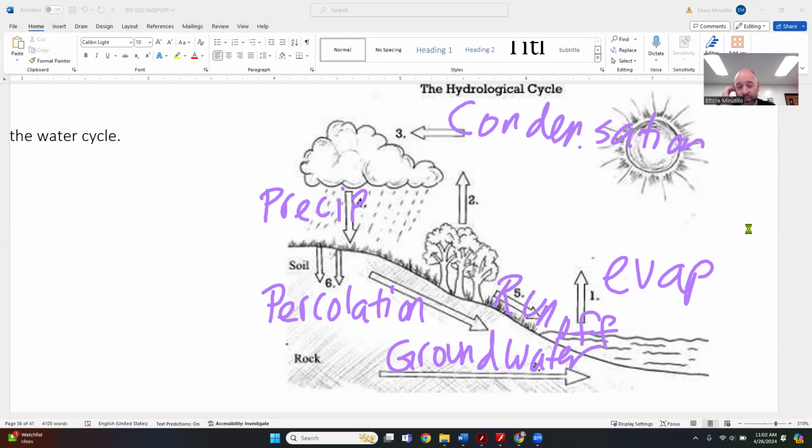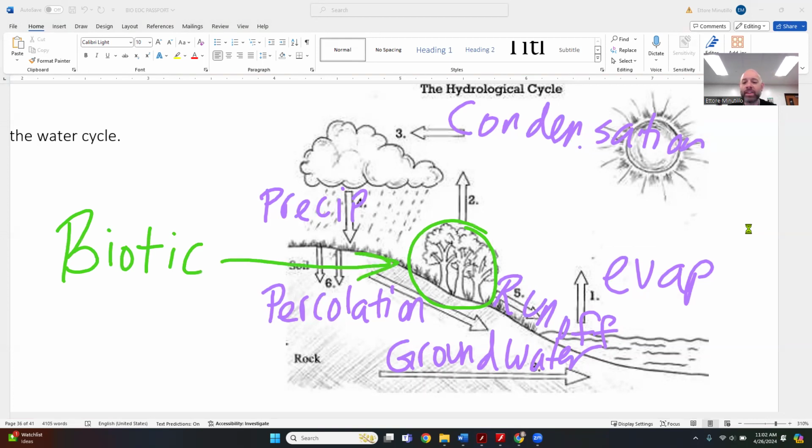I don't think any of this is too new to you guys, but the reason that I left number 2 for now is I specifically want to highlight this because I feel like not only is this important, it tends to be a question that gets asked a lot. Right here, we actually see a group of trees. One thing about trees is they are living, or biotic. This is the only part of the water cycle that involves a living thing to make it happen. Because of that, this tends to get asked about quite a bit in reference to the water cycle.